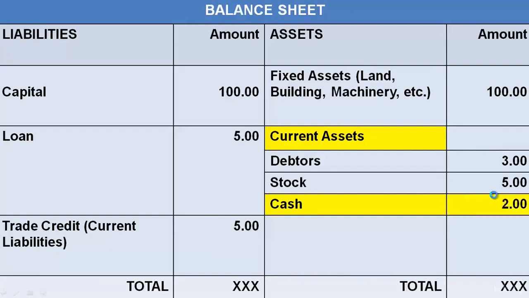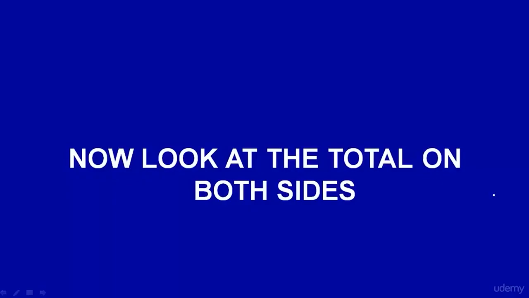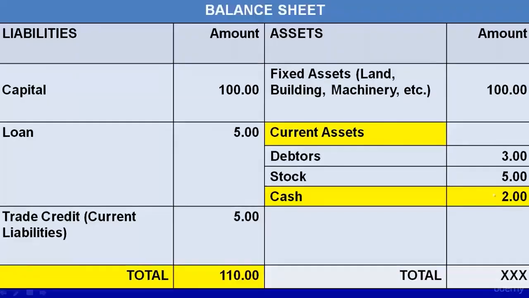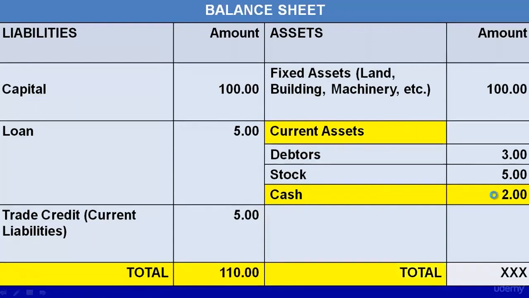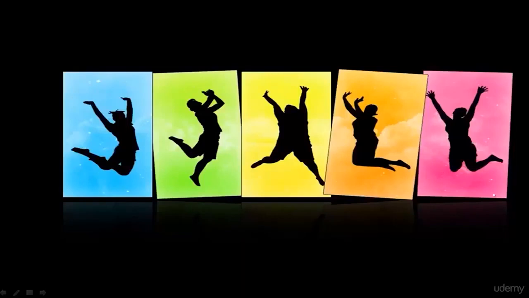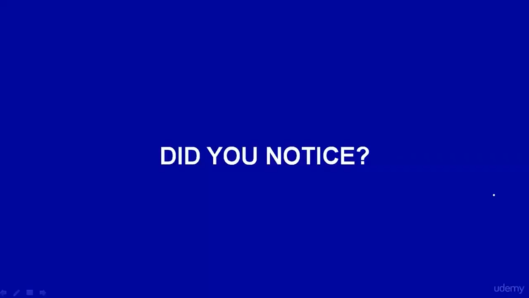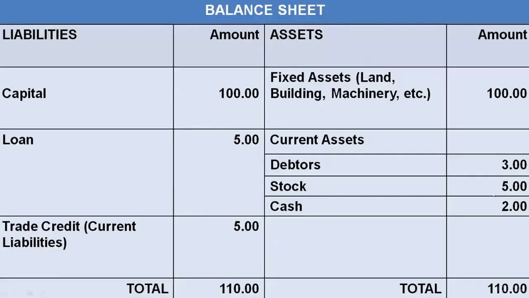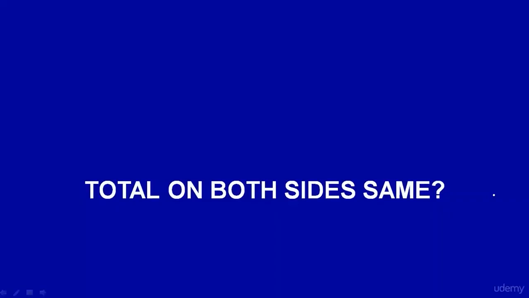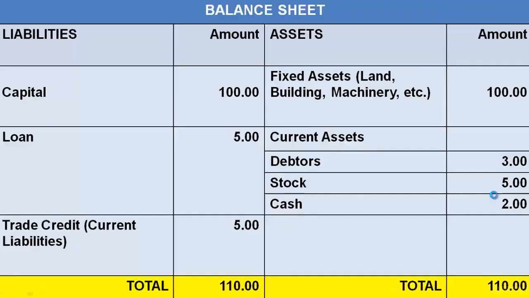Now what we'll do, we'll total this. Look at the total on both sides. Here on the liability it's 110, and the asset total is also 110. So this is all about the balance sheet. We have recorded the liabilities on one side, assets on the other side. It can be vertical, it can be horizontal. But here, did you notice, total on both sides same? Yes, total on both sides same.